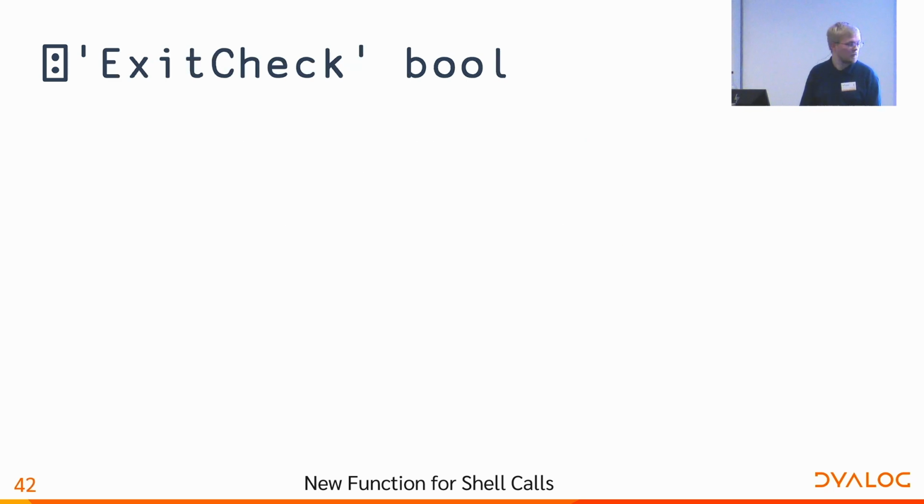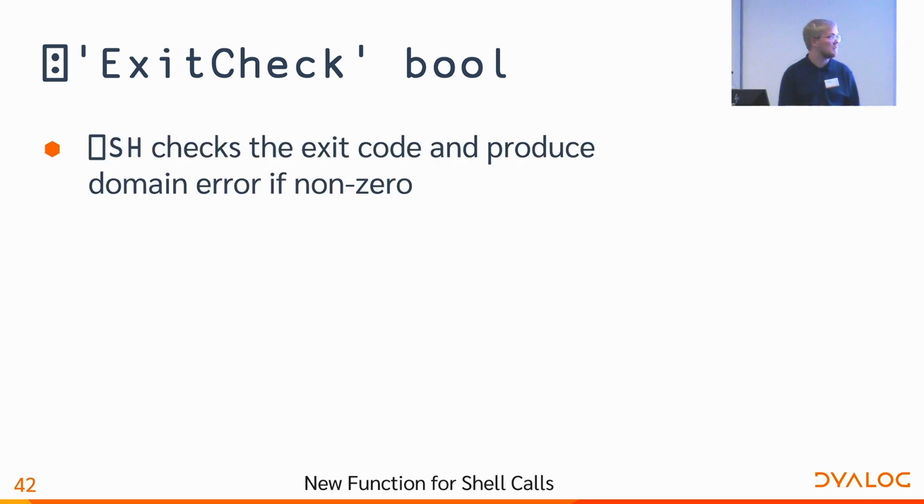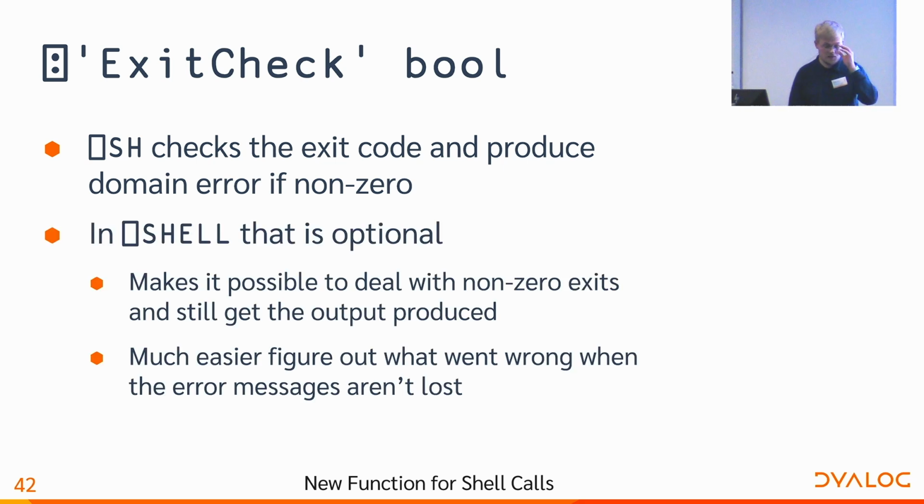And then you saw before that quad SH has this check at the end that checks the exit code. Quad shell doesn't do that, so that we can have a look at the result. But in some cases, it might just make your code easier if it's checked by default, so you don't have to write code to handle the error conditions. And you can enable that if you need to. But yeah, having it disabled makes it possible to actually deal with programs that produce non-zero exit codes, and it makes it much easier to figure out what went wrong when you can see the error messages.